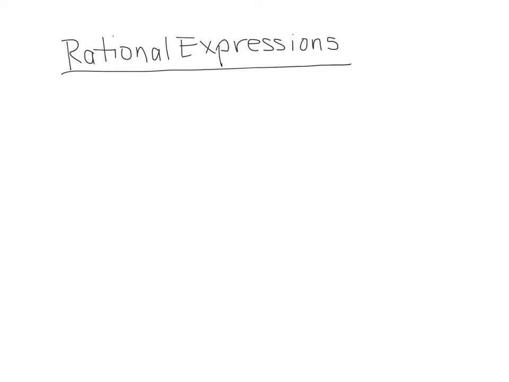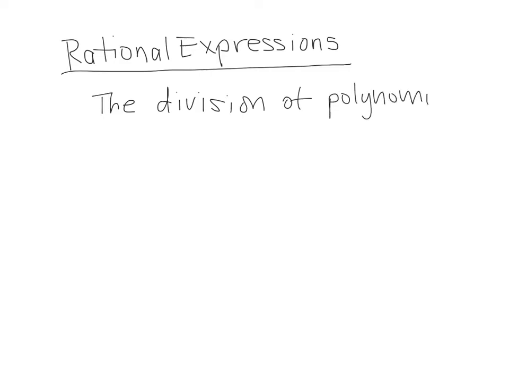Section 4 of the review chapter is on rational expressions. A definition of a rational expression is the division of polynomials. When we had the section that included polynomials, we looked at adding, subtracting, and multiplying them, but we didn't look at division. So another way to think of this is a fraction that has a polynomial in the numerator and the denominator, such as x plus 2 over x minus 5. So that's an example of a rational expression.